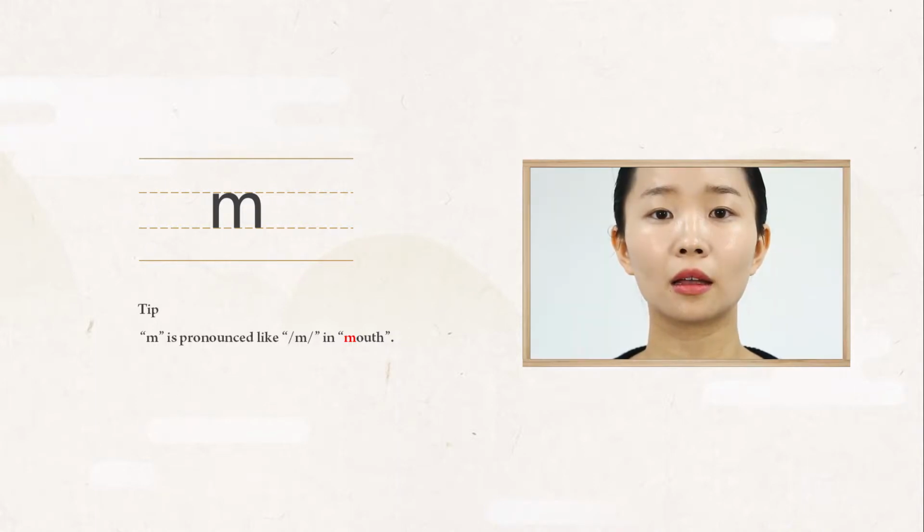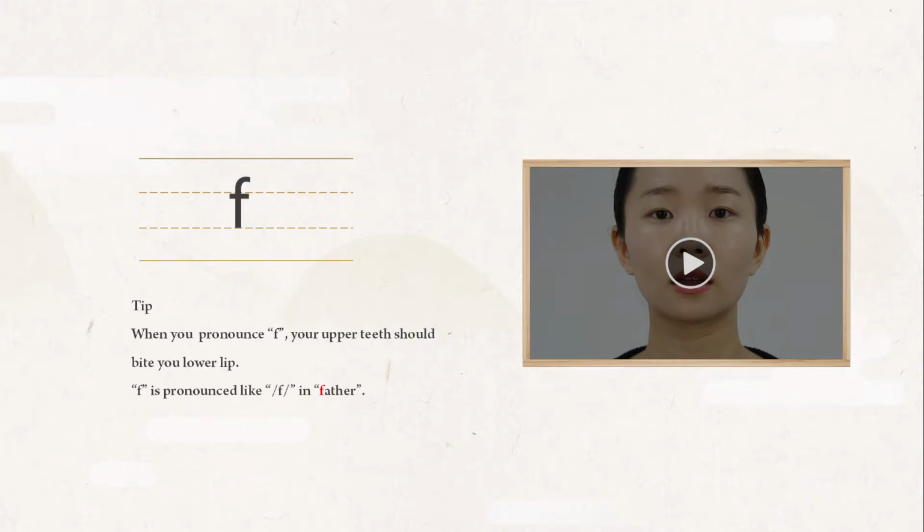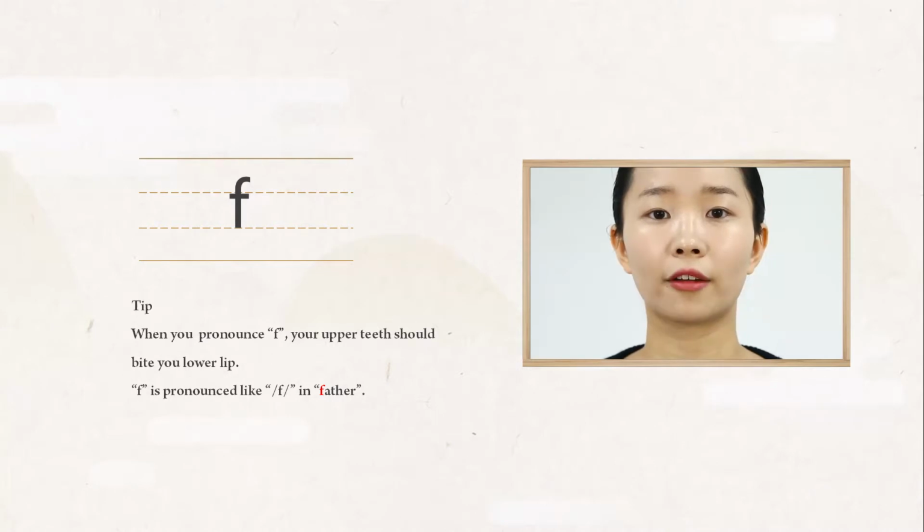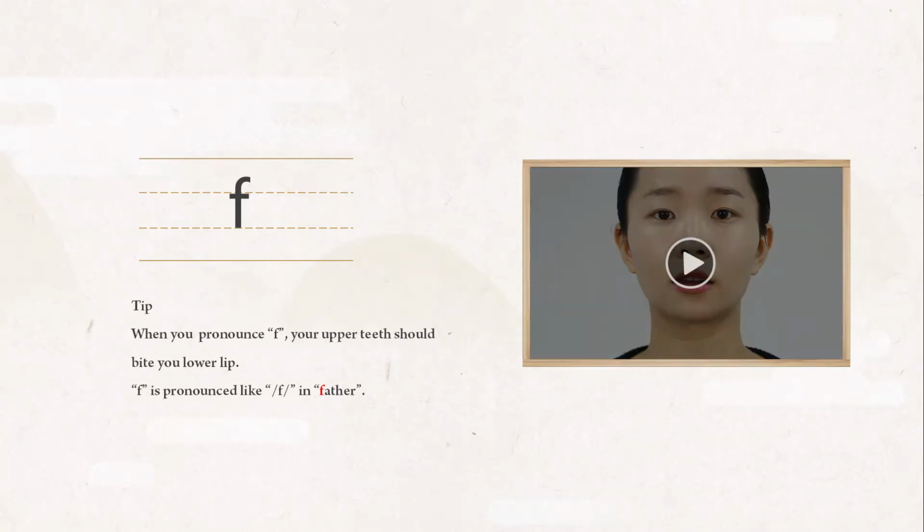M. ma. Here's a tip. M is pronounced like m in mouth. F. fa. Here is a tip. When you pronounce f, your upper teeth should bite your lower lip. F is pronounced like f in father.